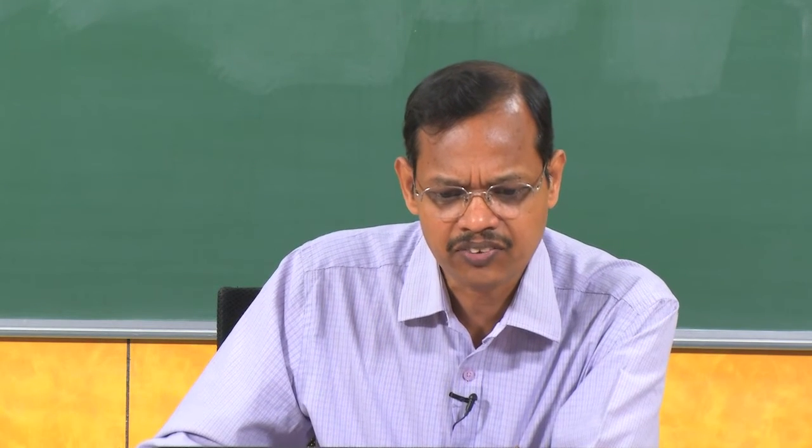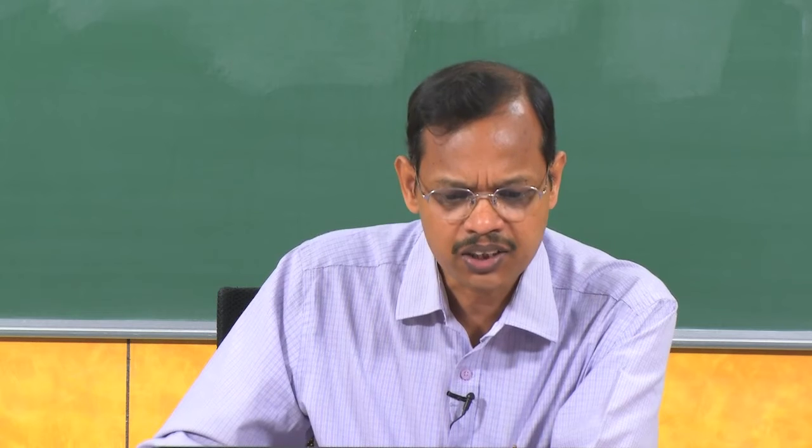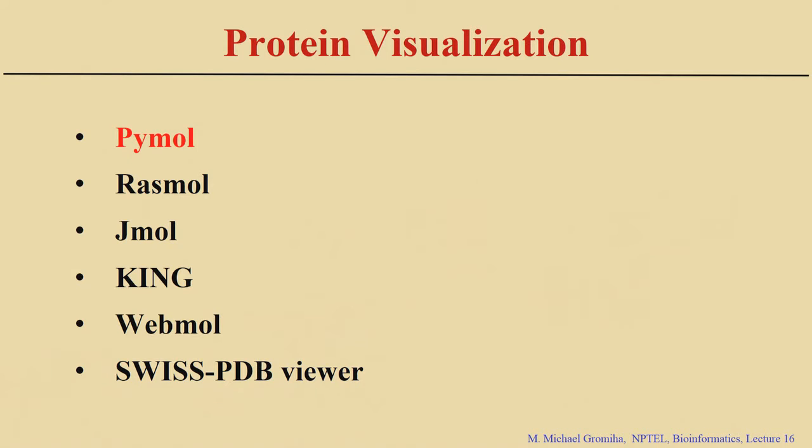So, there are several software available to visualize the proteins and to get the information from these protein structures. The commonly available software for visualizing proteins are PyMol, RasMol, JMol, King and WebMol, which were developed in earlier days, and Swiss PDB viewer. RasMol is one of the oldest ones, just to view these protein structures and to understand how they make the contacts and what the interactions are, right. Currently JMol, Swiss PDB viewer and PyMol are widely used software to visualize protein structures, and among all these, PyMol is getting famous because you can get publication quality figures.